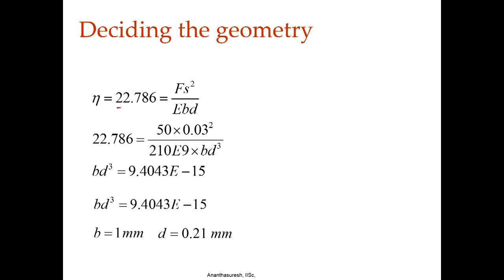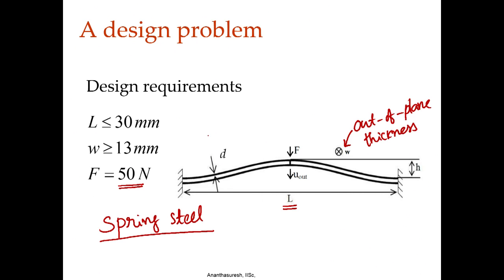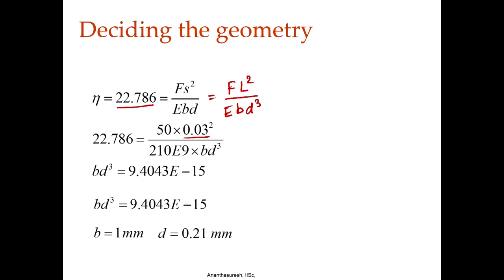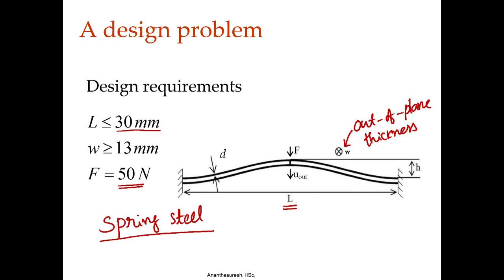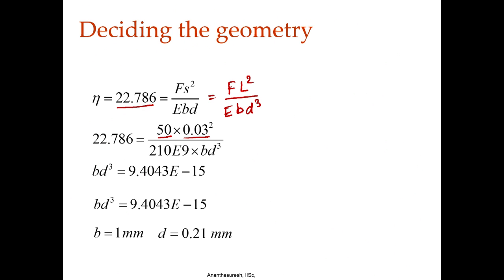Now, if you put that eta equal to 22.786, and then you know that it is F s square by EBD, or this is also FL square by EBD cube. Okay. So, now let us go for L equal to what is given there in the design requirements. If you see, we want to have L less than or equal to 30 mm, let us take all of it. When somebody says less than or equal to, the bigger it is with steel, if you think it is better, then let us take it as 30 mm, that means 0.03 meter square. Okay, 30 mm we have, and then force is 50, it should not be more than that, again that is a design requirement. F is 50 newtons, we have taken that 50 newtons here.